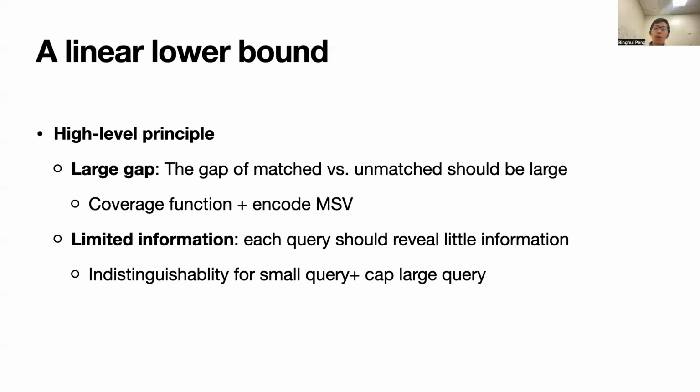And the second is, in order for the lower bound to work for any adaptive query algorithms, we want each query to reveal very little information. And we managed to do it by making all small queries have some indiscriminability property. And for any queries that query a large set, we just cap the value and make it useless to the algorithms. So I want to note that eventually our hard instance is not a coverage function, because we cap the value for large query.